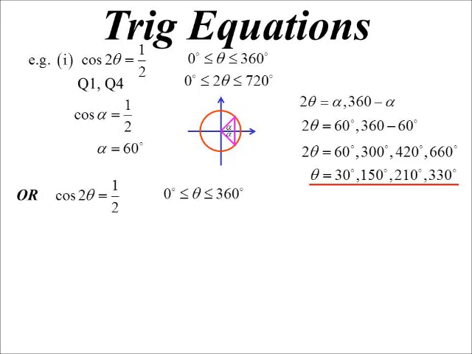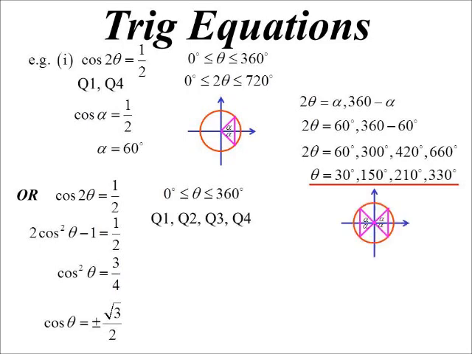Of course, now we have other ways we could do it because we've got results for cos 2 theta we could use. So, same question, cos 2 theta equals a half. But instead I could go, oh, hang on, cos 2 theta, that's the same as 2 cos squared theta minus 1. Rearranging that one, I get cos squared is 3/4. So cos is plus or minus root 3 on 2.